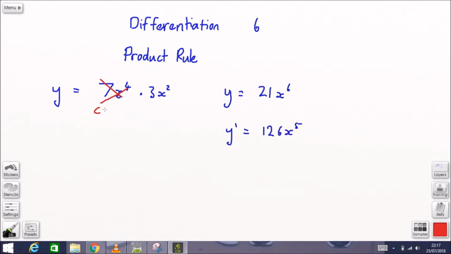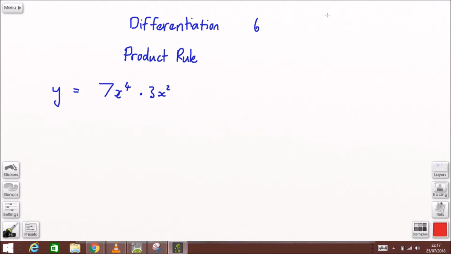However, it's not always going to be the case that you have two terms which you can simplify by multiplying together. So finding this answer might not be quite so easy. To demonstrate it, we'll just use this same example.